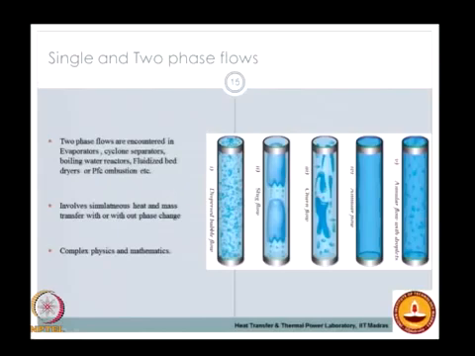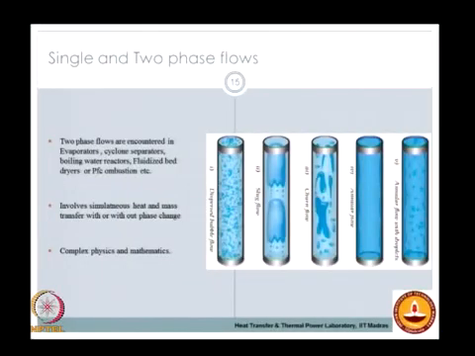Typically you encounter two phase flows in a variety of places where phase change is happening, such as in evaporators, condensers, boiling water reactors, nuclear power generation, fluidized bed dryers, or fluidized combustion, etc. If you look at adiabatic two phase flows, where you change the flow rates of the vapor or gas and the flow rates of the liquid, you can encounter different regimes of two phase flows, going from, say, dispersed bubbly flow all the way up to annular flow with droplets.